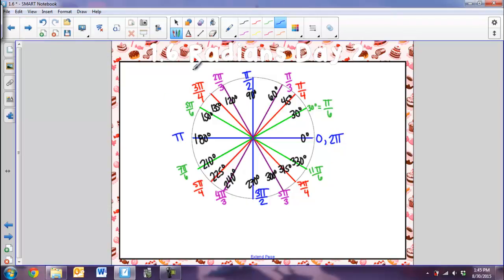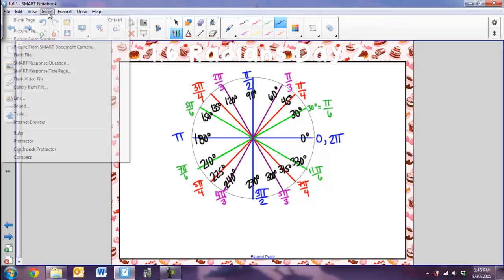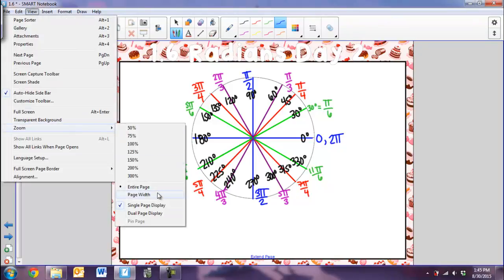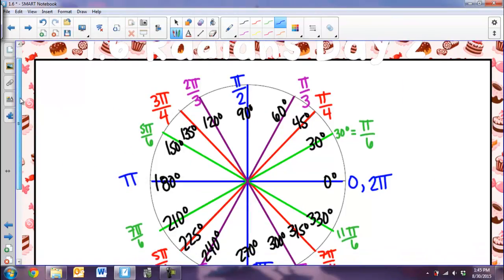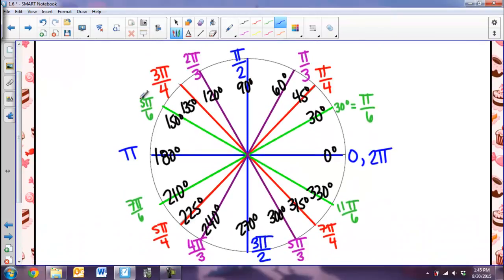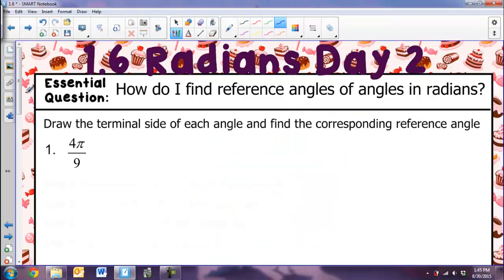This is just a reminder of what your unit circle is. Remember, your unit circle is like your trig BFF. If you can remember all of those angle measurements, and then we can convert back and forth, we can get a lot of stuff done. We're going to learn a little bit about special triangles using these degree measurements, but this might help us when we're looking for those reference angles. So again, we're looking for reference angles of angles in radians.